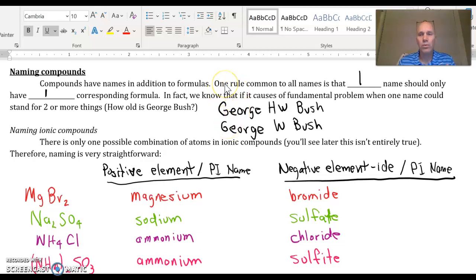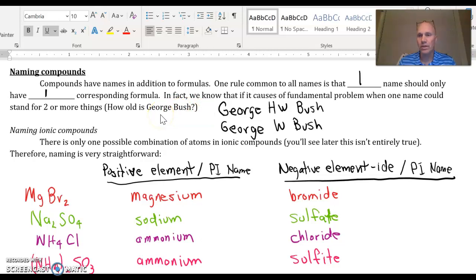A common theme that's going to exist in this section is that one name should only have one corresponding formula. As a little bit of an analogy, I'm going to ask a very simple question: how old is George Bush? If I were to ask that, the first question people would generally ask me is, which one are you talking about?